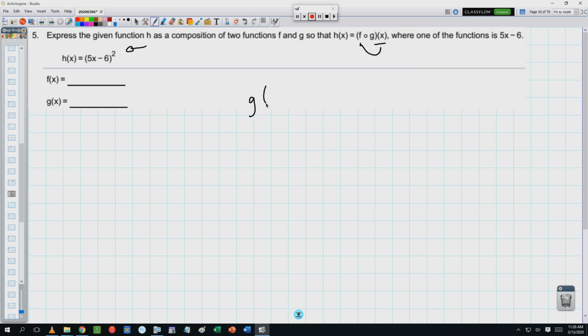So if we call the g function 5x minus 6, we need to create an f function where this g part here gets plugged in. So f of x simply needs to be x squared, and that gives us the square. So your f of x is the square, and the g function is the all-important 5x minus 6.